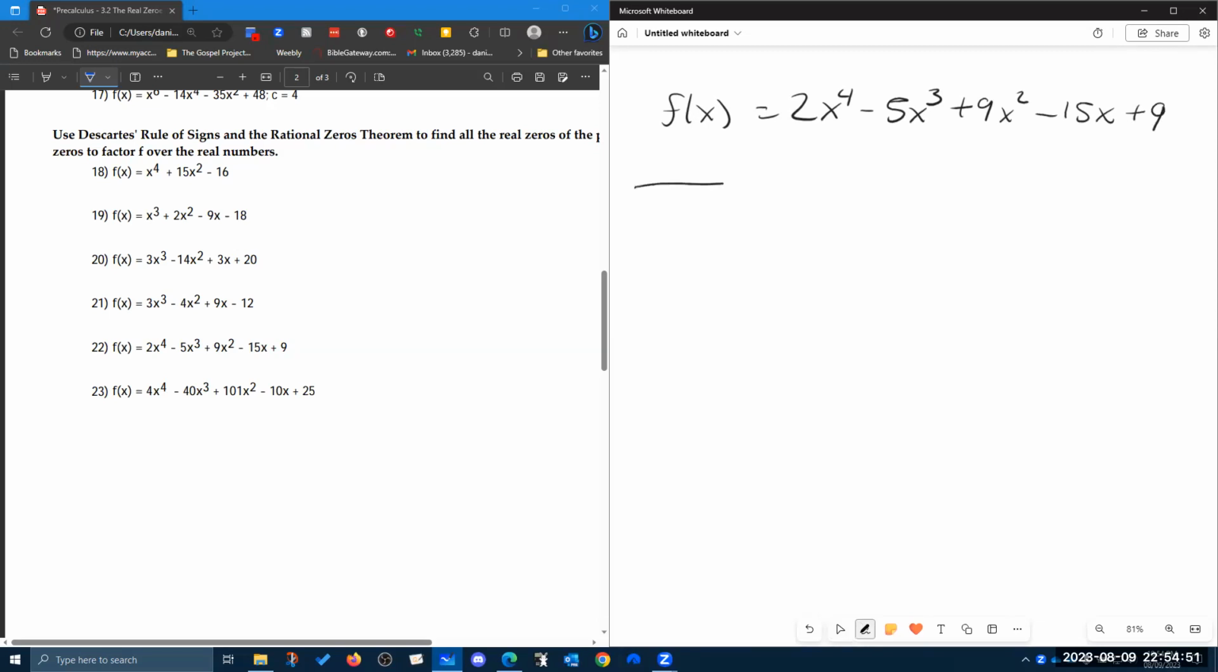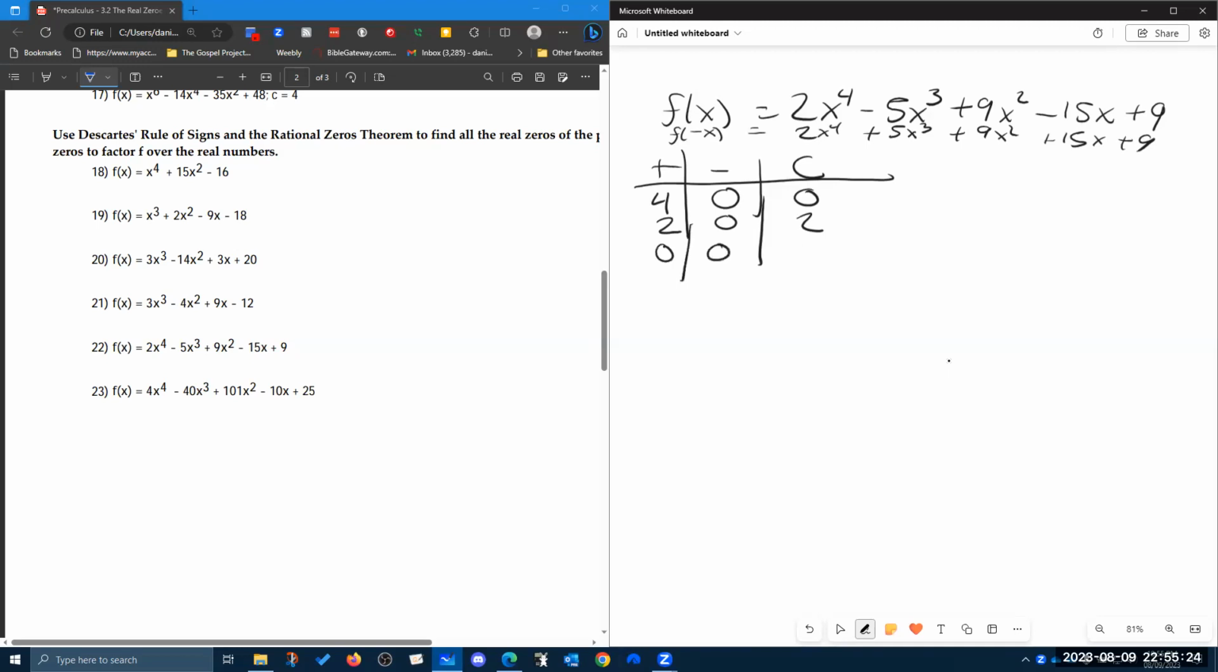So Descartes' rule of signs tells us to look at sign changes in the original. 1, 2, 3, 4 sign changes in my original. That should lead me to believe that there are going to be no sign changes in f of -x. And there's not. So this can be 2, 0, 2. It could also be 0, 0, 4.